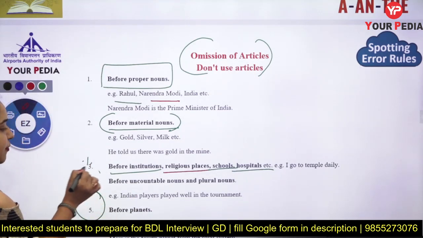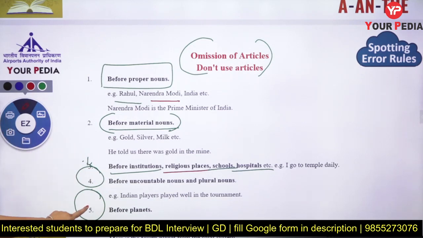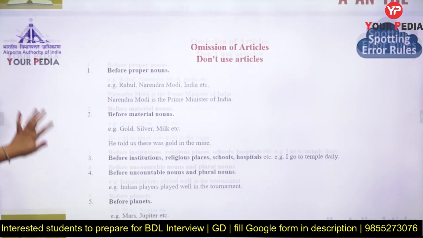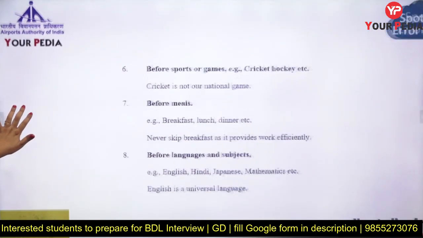Before planets, before uncountable nouns. Now remember I told you that with Earth, you won't be using any article. With Mars, with Jupiter, with Pluto, with any of the stars in this, no article would be used. But yes, with the unique things, the article would be used, right? Next are other things where we won't be using any article.